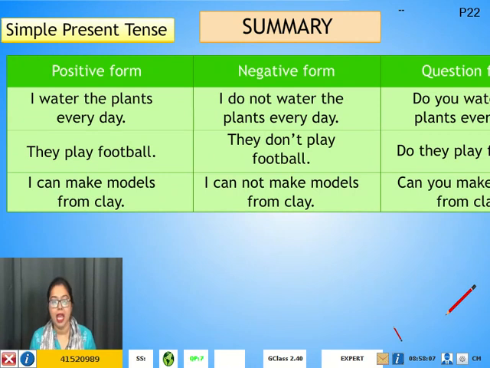Another sentence coming up, I can make models from clay. I cannot make models from clay. This is a negative sentence. And in question form, what do you do? Can you make models from clay? This is in a question form. Okay, so I hope whatever we have discussed in today's class is clear to all of you. I hope you have enjoyed today's class. Thank you.